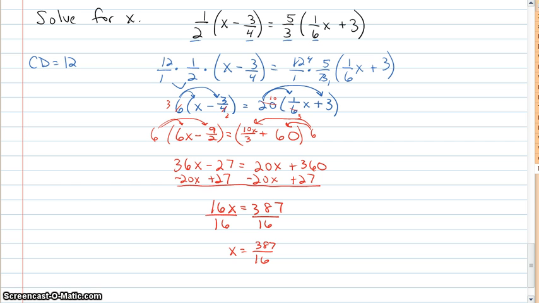A side note, I know that these two numbers do not reduce because I know that 16 is really 2 multiplied by 2 multiplied by 2 multiplied by 2. So 387 has to be divisible by 2 in order to reduce with any of these factors. Because it ends with a 7, I know it's not going to be divisible by 2. So this number does not reduce.